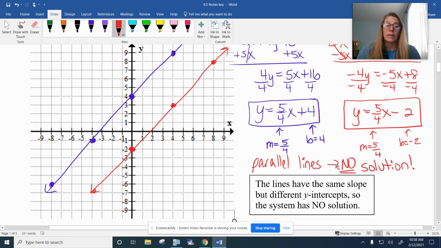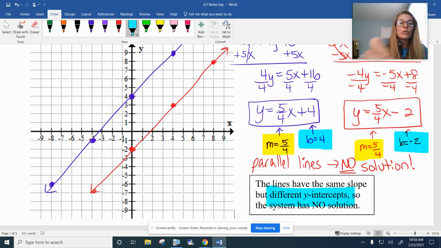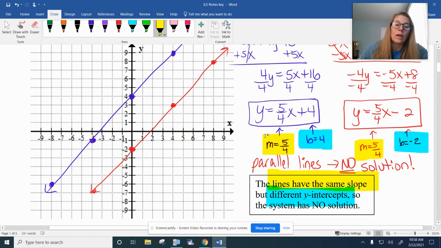Now, keeping in mind, the lines had the same slope. So if you'll notice, they both had the same slope, but they had different y-intercepts. So that's how we knew that this was going to happen. So whenever you have two lines with the same slope, they're going to be parallel as long as those y-intercepts are different. If they have the same y-intercept, then that's a different situation, which we'll talk about in a few minutes.